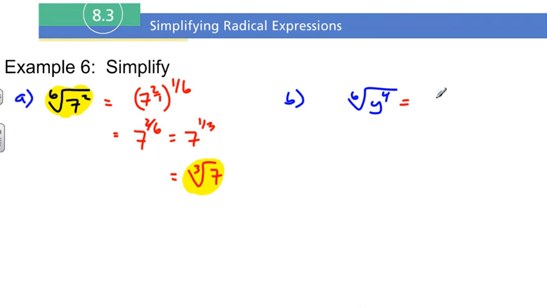Okay, so we can rewrite this as y to the power of 4, raised all to the 1/6, right? Let's multiply these guys right here. I could do 4 over 6, again, because 4 times 1, and then 1 times 6. Okay, so 4 over 6, I have to divide the top. You know what, I kind of went through that quickly right here.